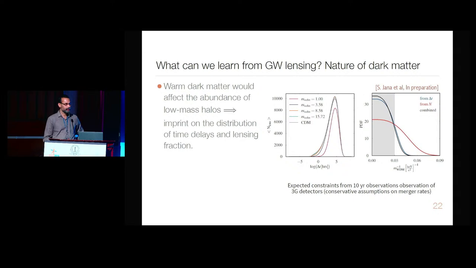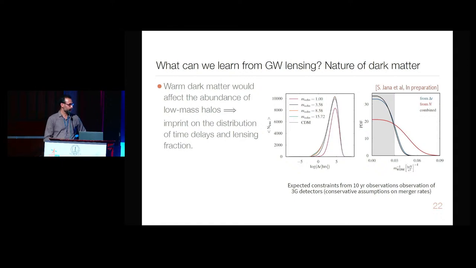He also showed in an upcoming work that it can also probe the nature of dark matter, which remains an important puzzle in astronomy. The idea here is that if the dark matter is not cold, as in the standard model, if the dark matter is a warm particle, a higher energy particle, then it suppresses the formation of low-mass dark matter halos in the universe. And so that will affect the distribution of lenses that will contribute to gravitational lensing. So this will have an imprint on the distribution of time delays of lensed gravitational waves, which, with future observations, one could constrain. In particular, one could constrain the mass of warm dark matter to some pretty interesting value using future observations.